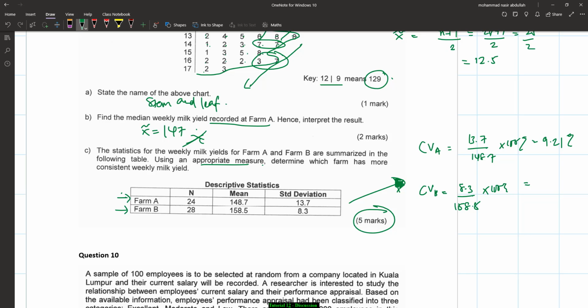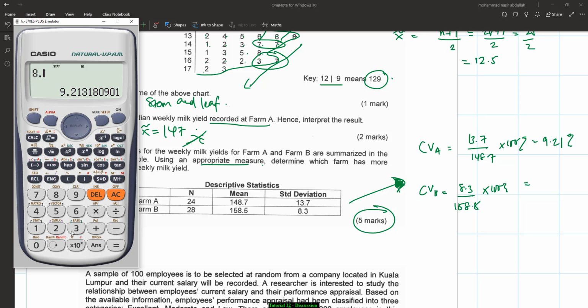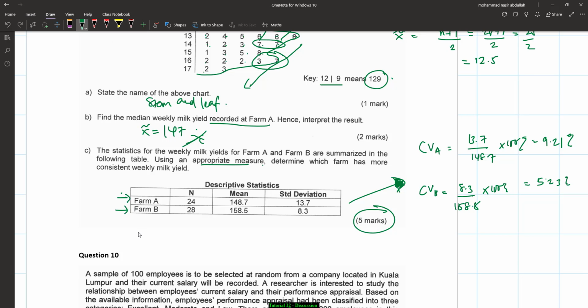9.21%. Right. So the next one is 8.3 divided by 158.5 multiplied by 100%. This one should be 5.23%. So we can say that farm B has more consistent weekly milk yield compared to farm A. Right? So we can say that farm B is more consistent.